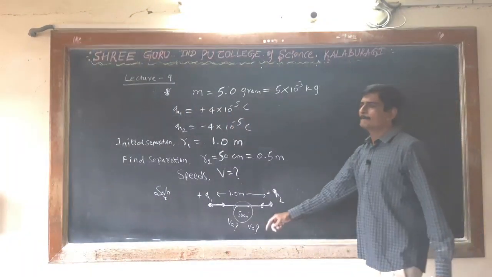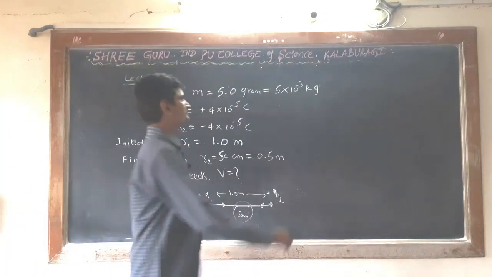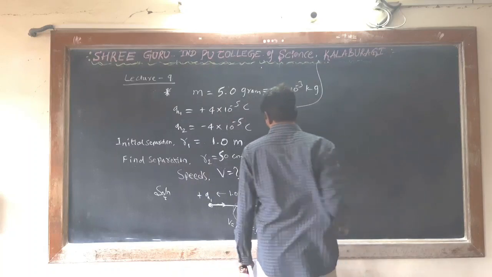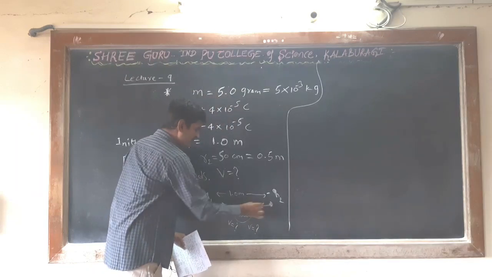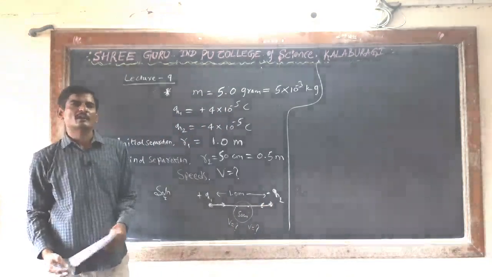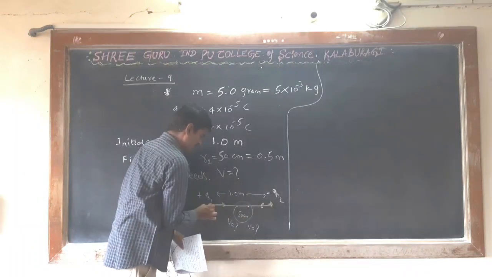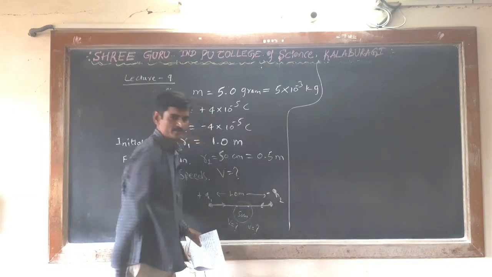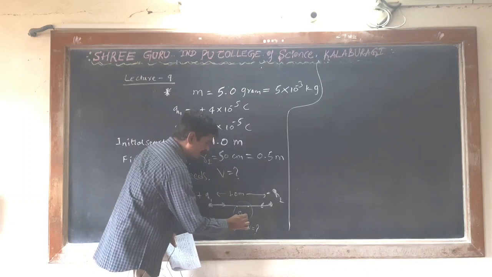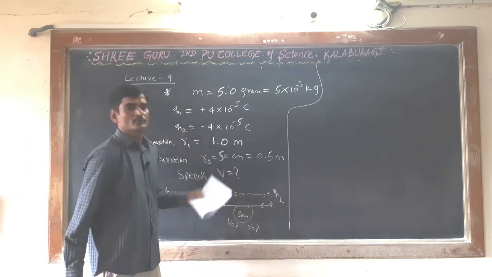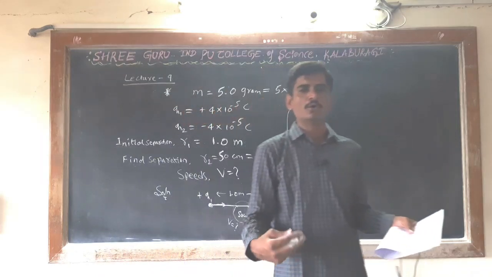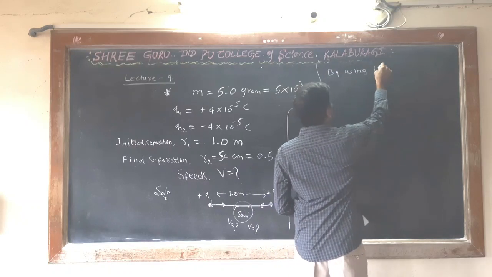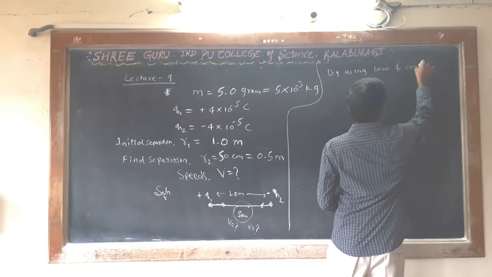This can be solved by using the law of conservation of energy. That is, total energy is conserved. That is, total energy at the initial position, when the distance between them is 1.0 meter, that is the initial position. When the distance between them is 50 centimeter, that is the final position. Okay. So total initial energy is equal to total final energy by using the law of conservation of energy.